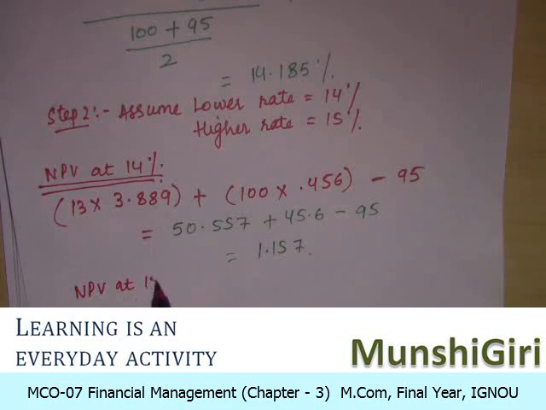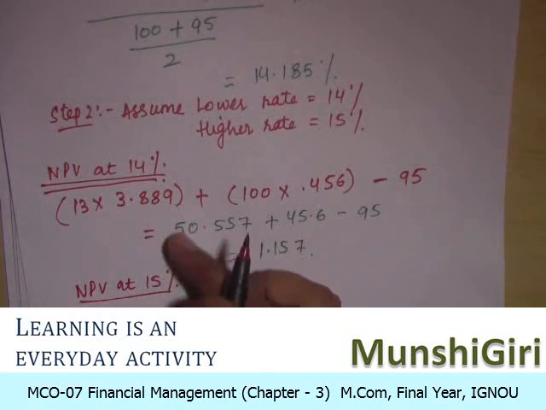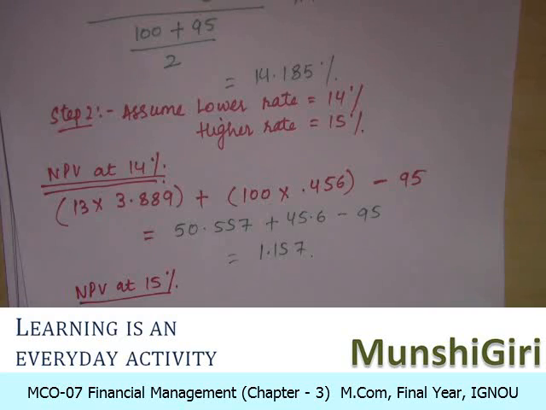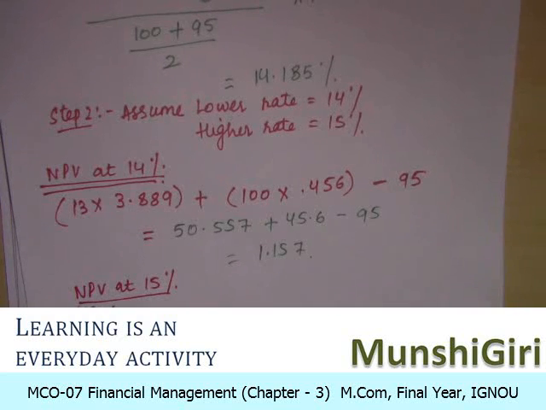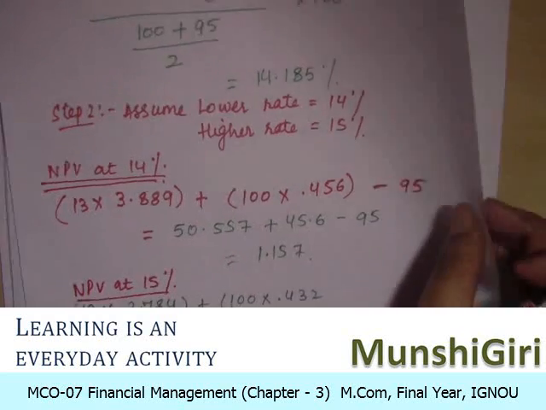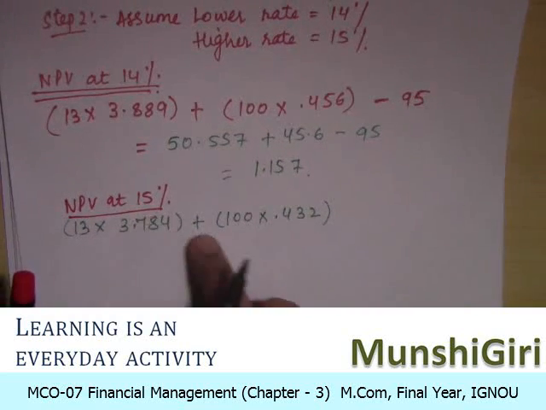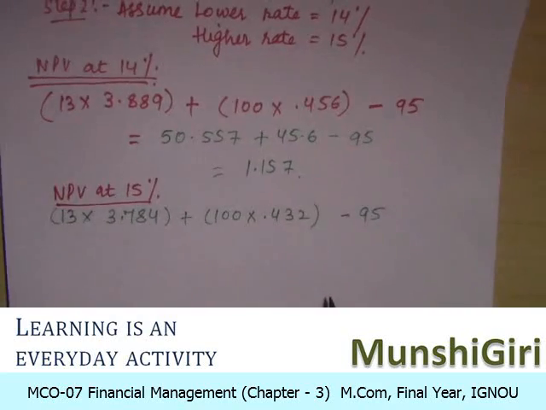Same way, this present value factor will be the sum of present value factors at 15% for how many years? For 6 years. Interest will remain the same, 13 into the present value factor, which comes out to be 3.784, plus 100, the redeemable value, into 0.432. This is the present value factor at 15% for the 6th year, minus 95.